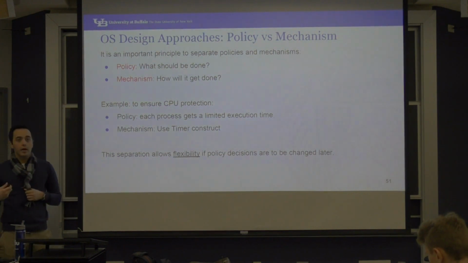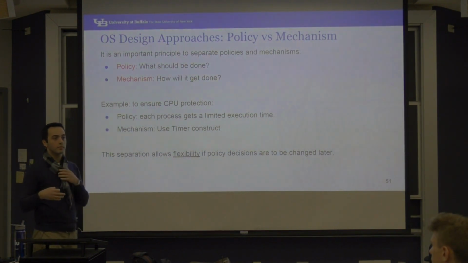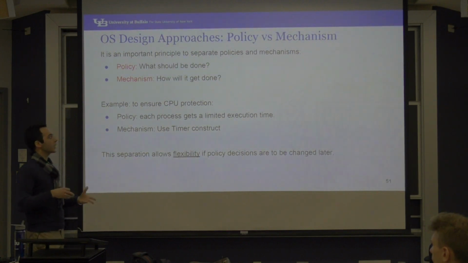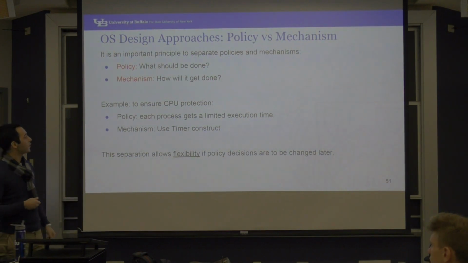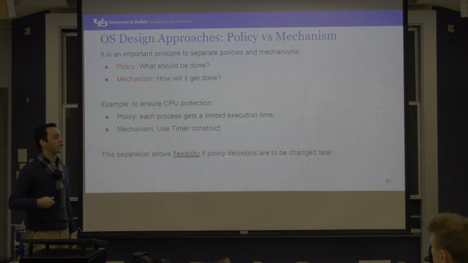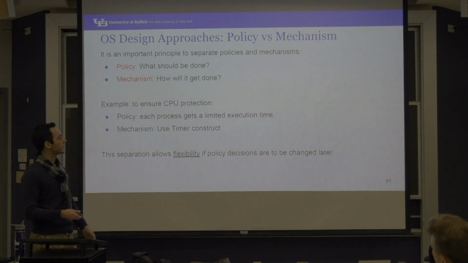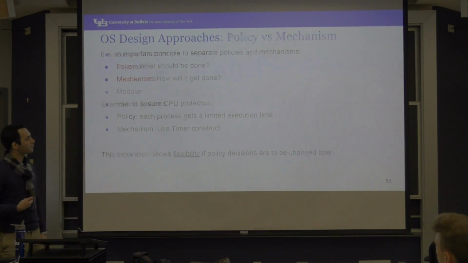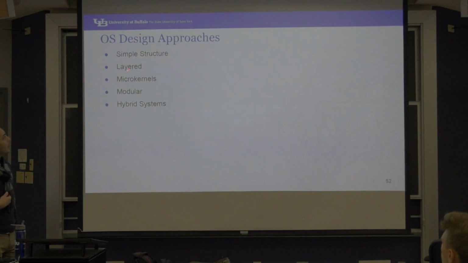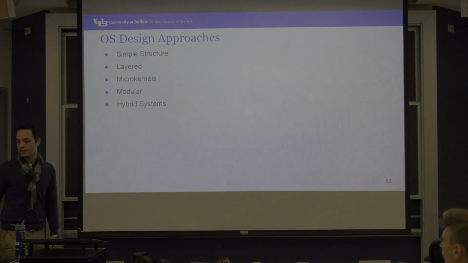So this is also in the OS. OS has a policy that, hey, I want this scheme of scheduling, and the mechanism is the actual algorithm implemented. This gives you the flexibility that maybe you want to change policies later. If you have the mechanism, then you can change the policy. This is another example. So we have different design approaches. We have a simple structure, we have layered structure, microkernels, modular, and hybrid systems, right?